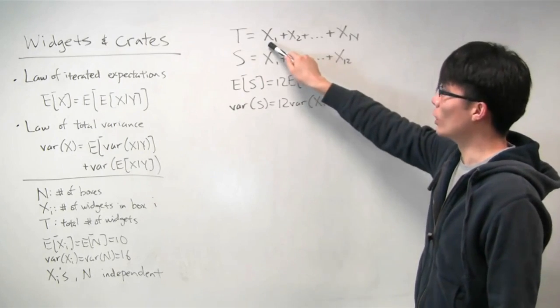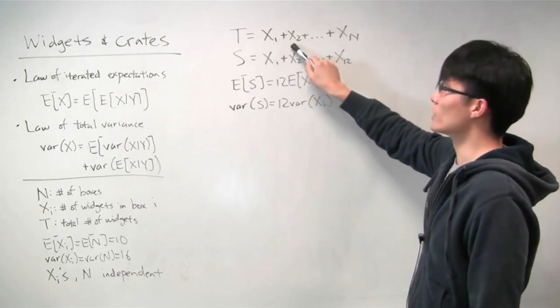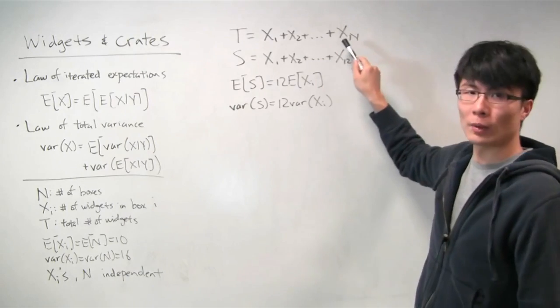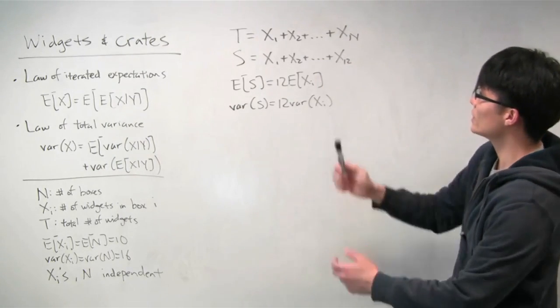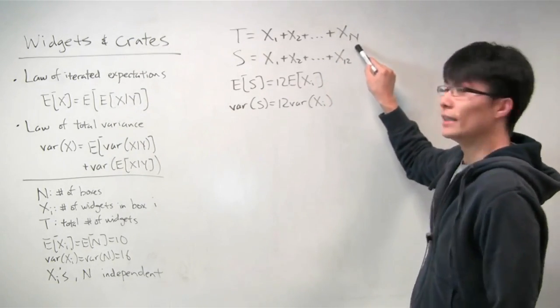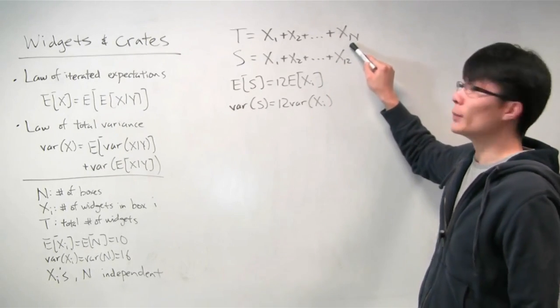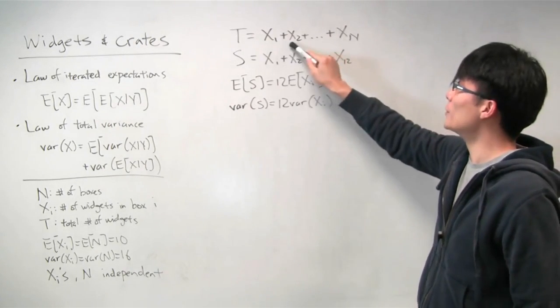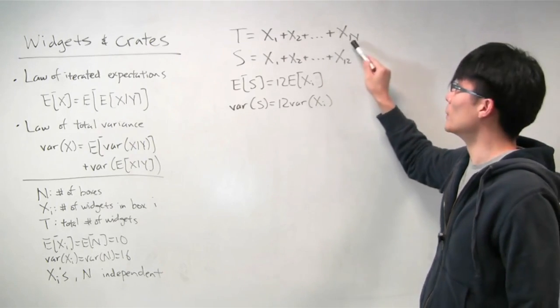All right. So T is just a sum of X1 through XN. X1 is the number of widgets in box 1, X2 is the number of widgets in box 2, and all the way through box N. So what makes this difficult is that N is actually random. We don't actually know how many boxes there are, so we don't even know how many terms there are in this sum.